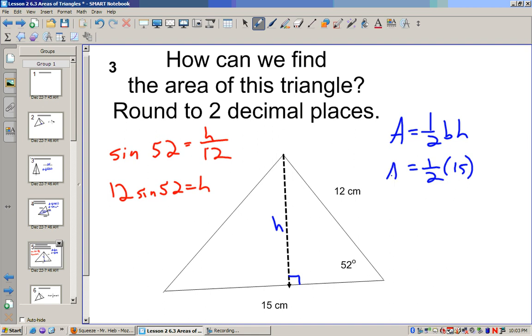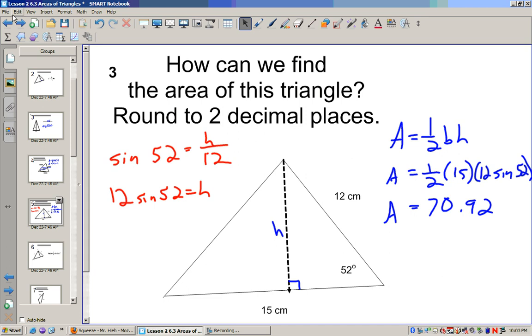So to find the area, well, first let's just put this at 12 sine of 52. We can take that, which is 9.456, multiply that by 15, and then divide that by 2. So the area is 70.92.